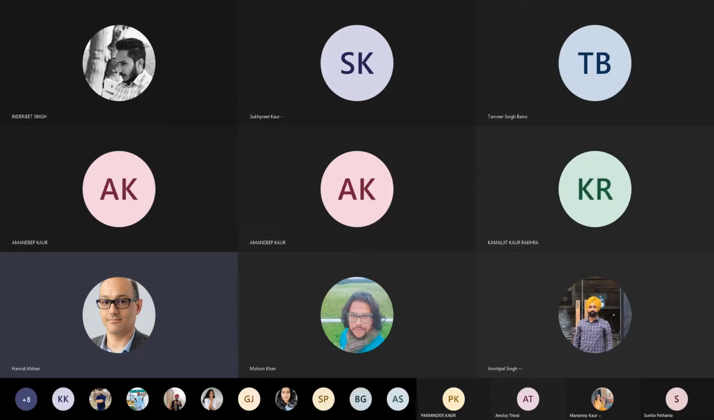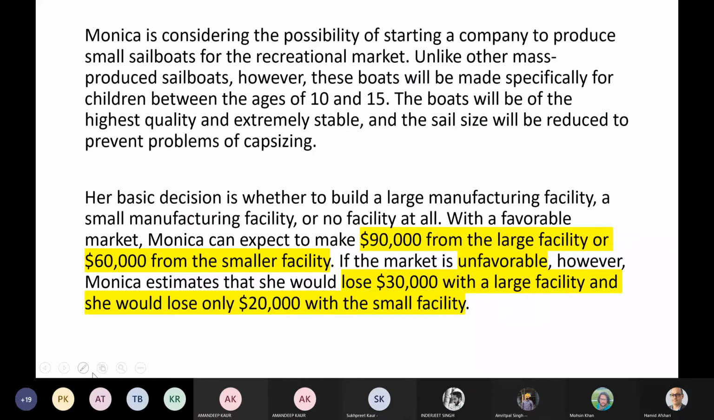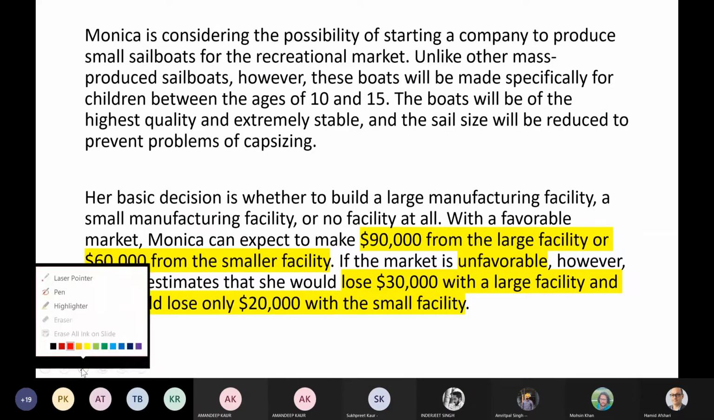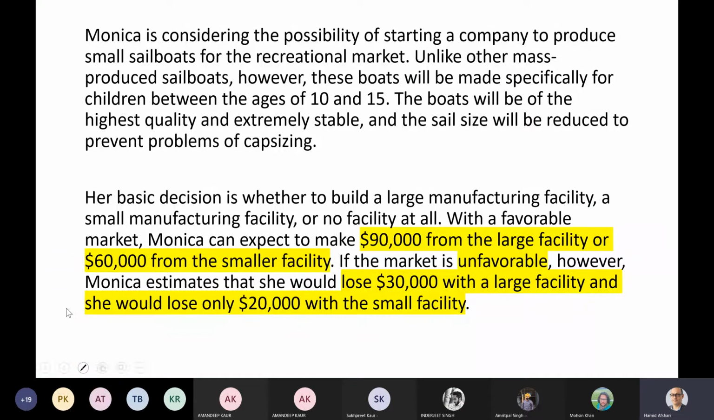Are you all able to see these slides? Yes, sir. Okay, great, thank you. So let's see what the problem is.